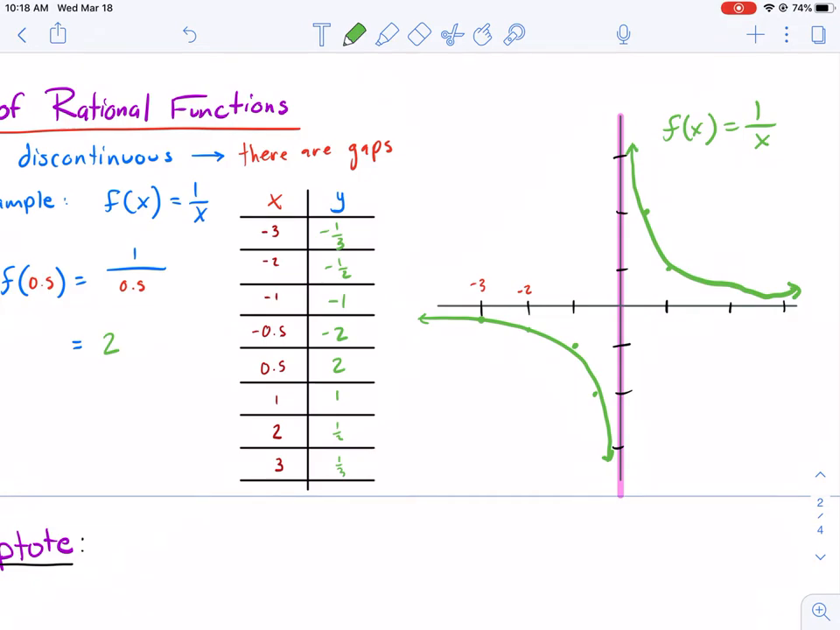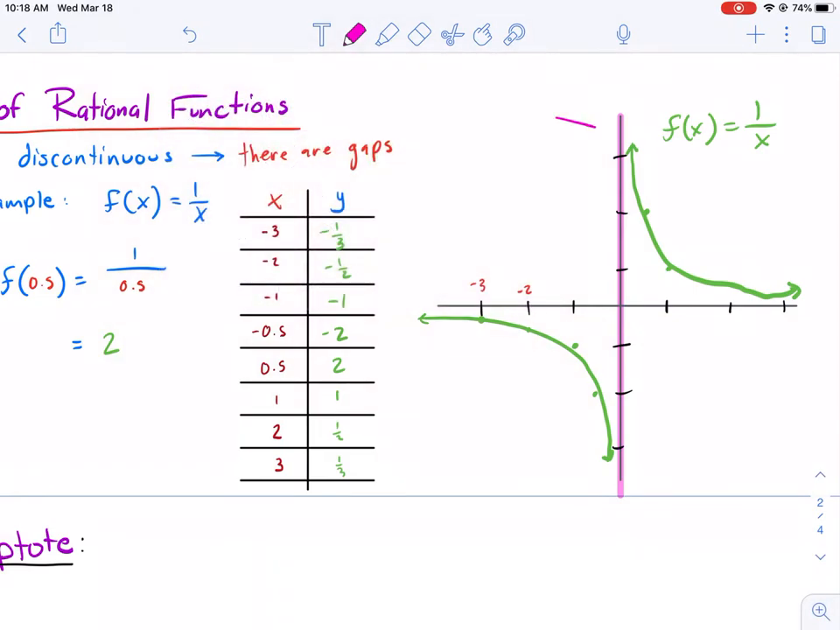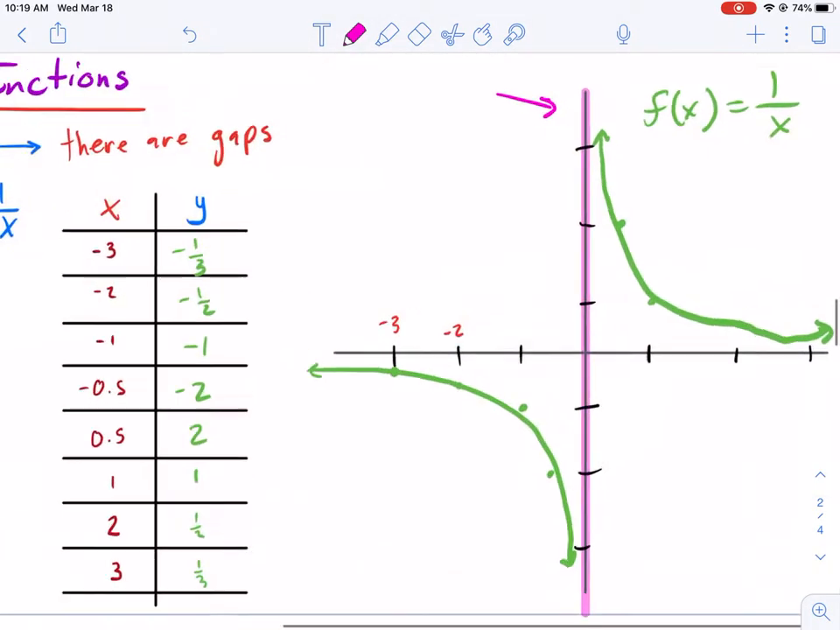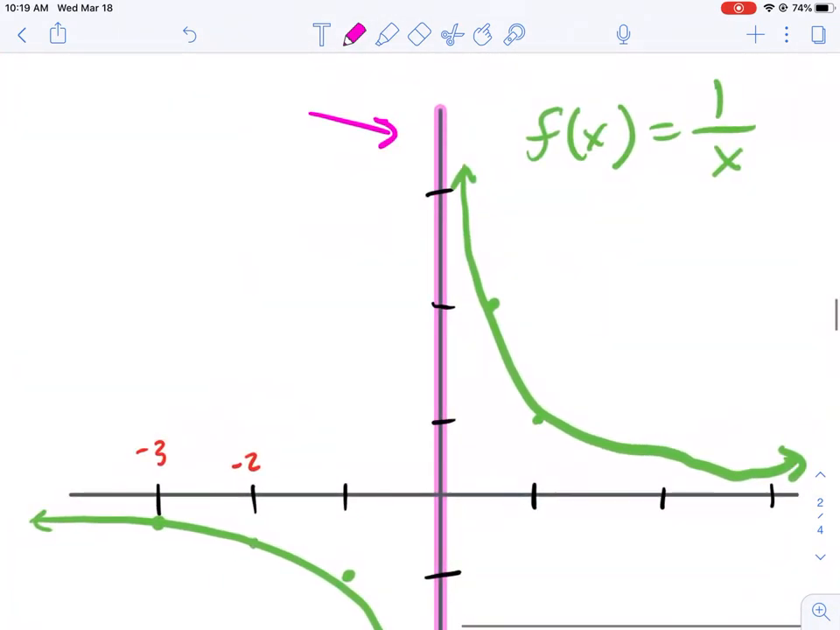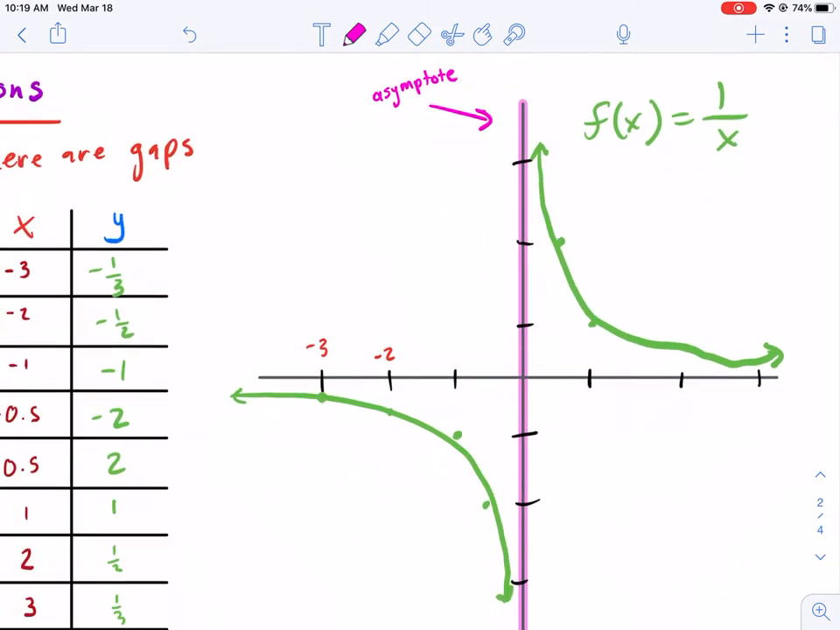Okay, now notice two things. One, it avoided this line here, and anytime a function does not cross a point, but it approaches, see how it's getting closer and closer to that line? Okay, that is called an asymptote. It's a spot where the function does not go, but it approaches infinitely. It gets infinitely close, but it never gets there.